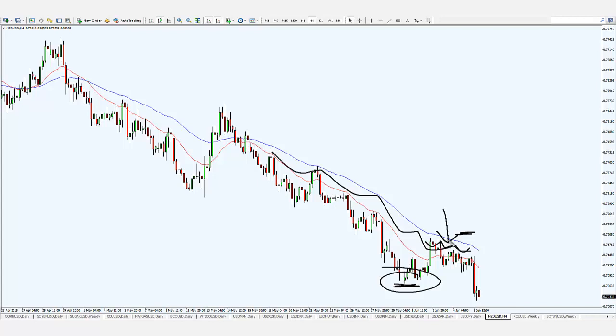But for those of you who are currently not short, I would say a trading opportunity would reside if price does retrace higher back into this zone again. That would be another trading opportunity for you if you are currently not short the New Zealand dollar.